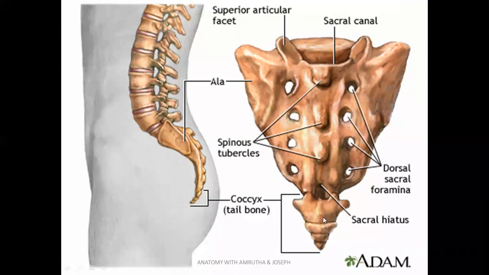The sacrum is articulated with the coccyx, and that forms the sacrococcygeal joint. The coccyx is known as the tailbone, right? And the sacral canal can be seen on the inner aspect, that is the space between the body and the processes of the sacrum. There is the sacral canal through which the spinal cord passes, right?